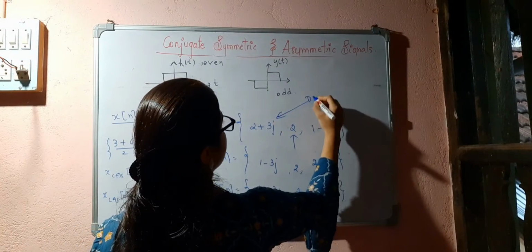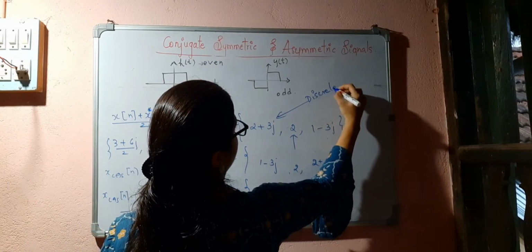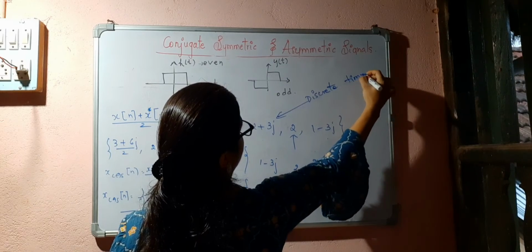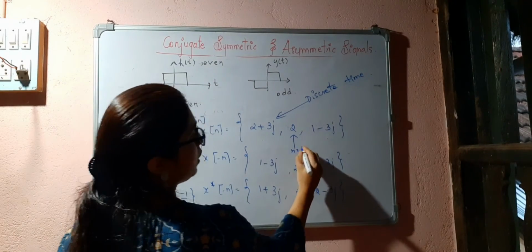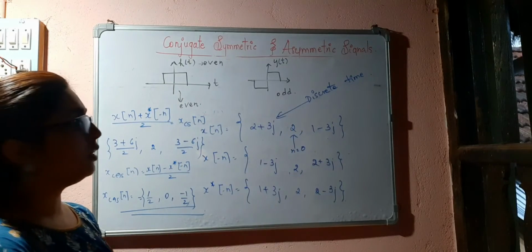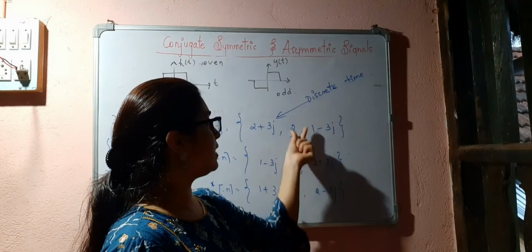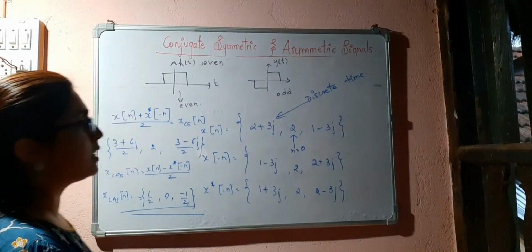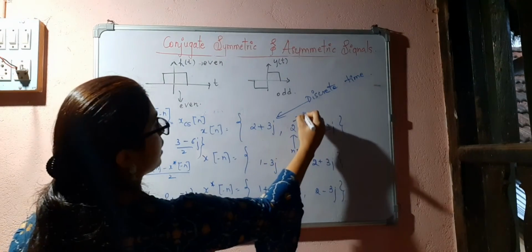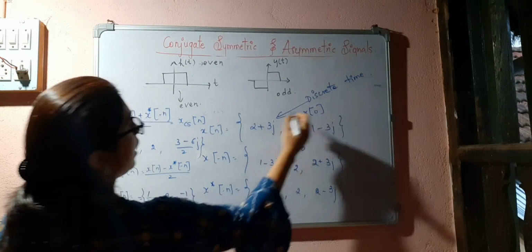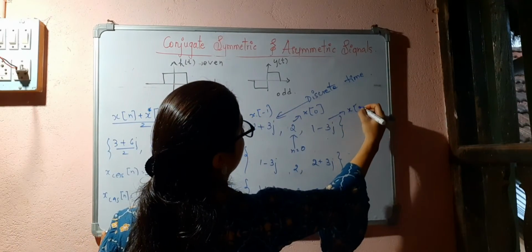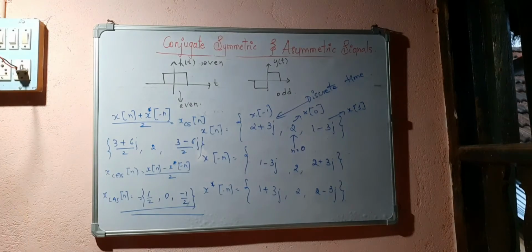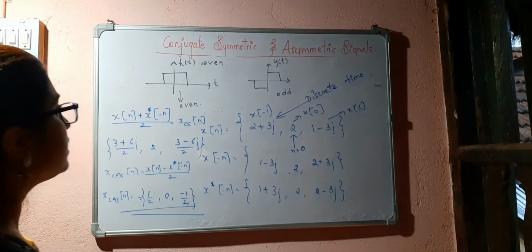So just make sure where your n is equal to 0. Where there is an arrow mark in that particular sequence, that will be your x of 0. Okay, this is your x of 0. And here it will be x of minus 1. This will be x of plus 1. Okay, so this is how we will be writing the sequences.